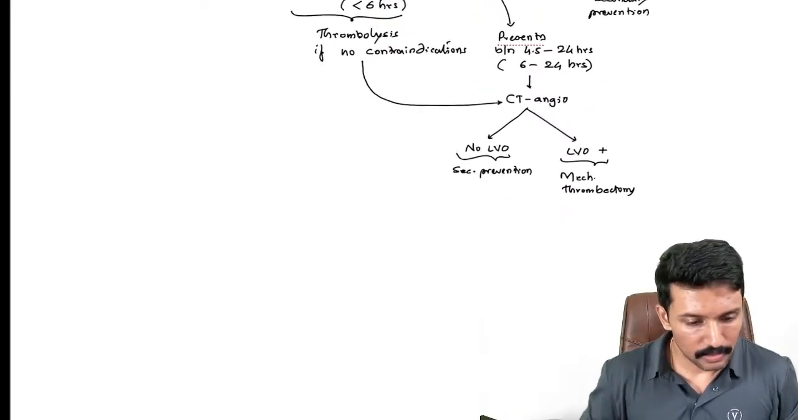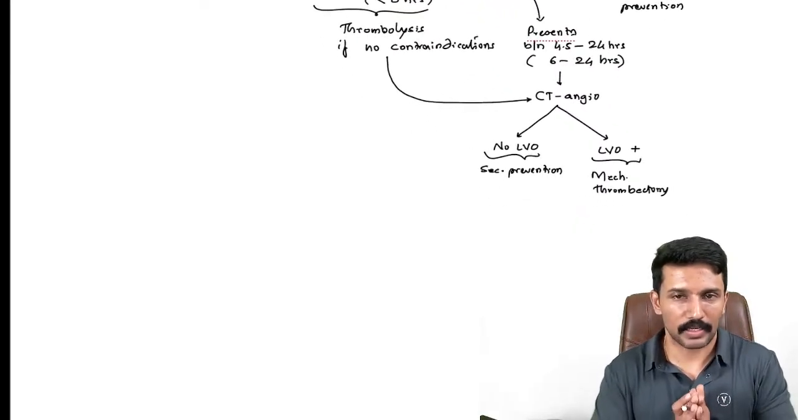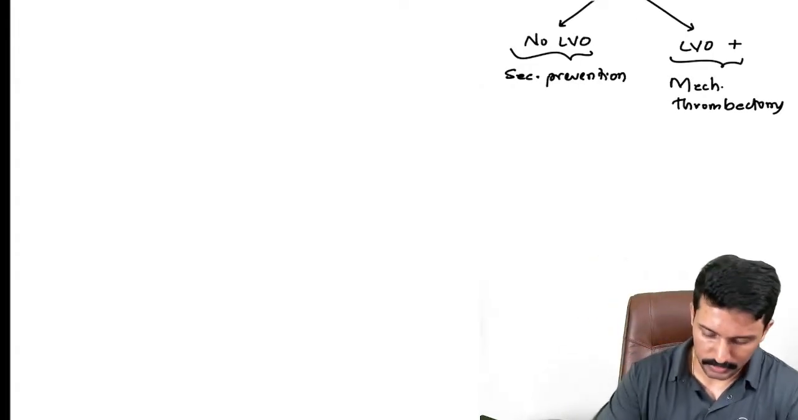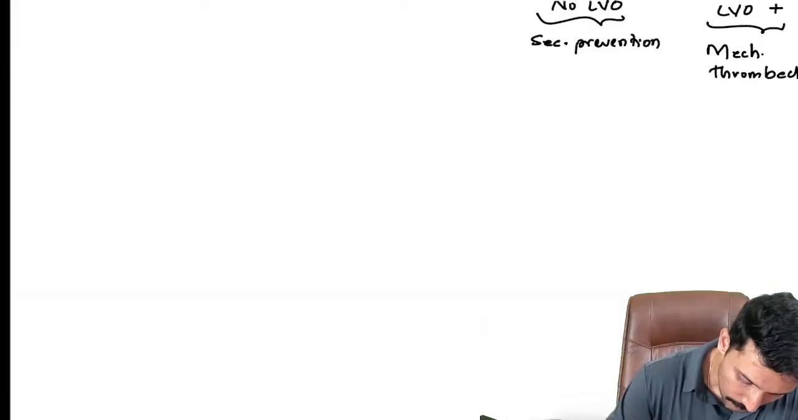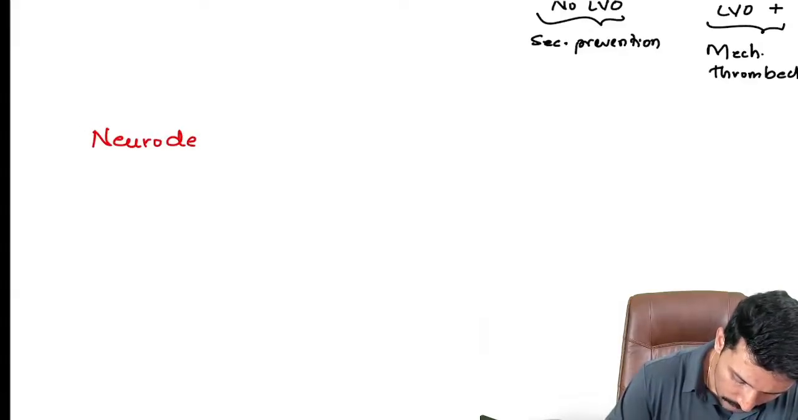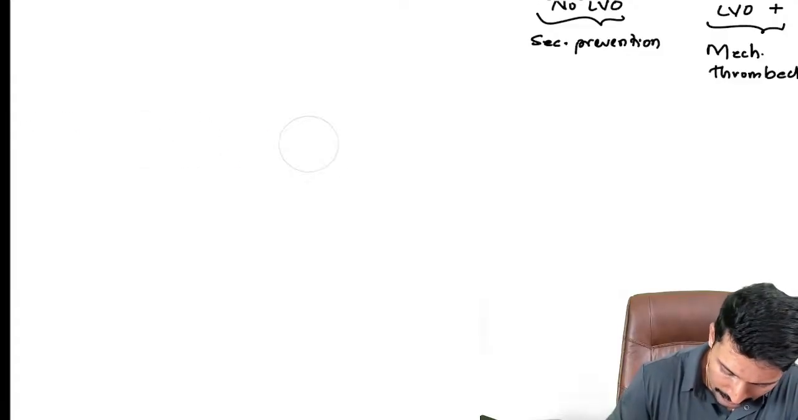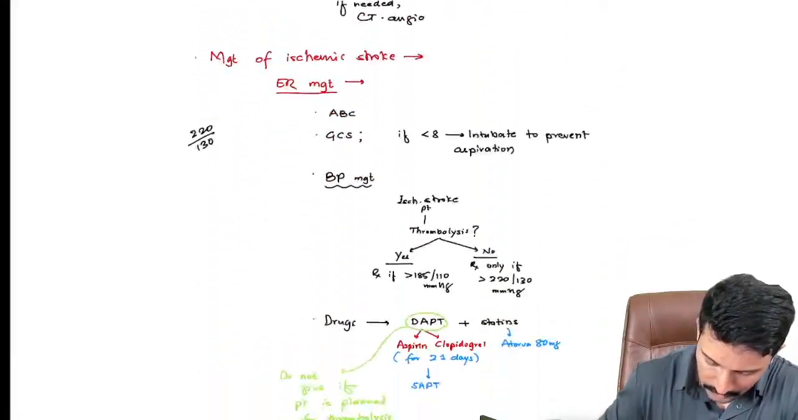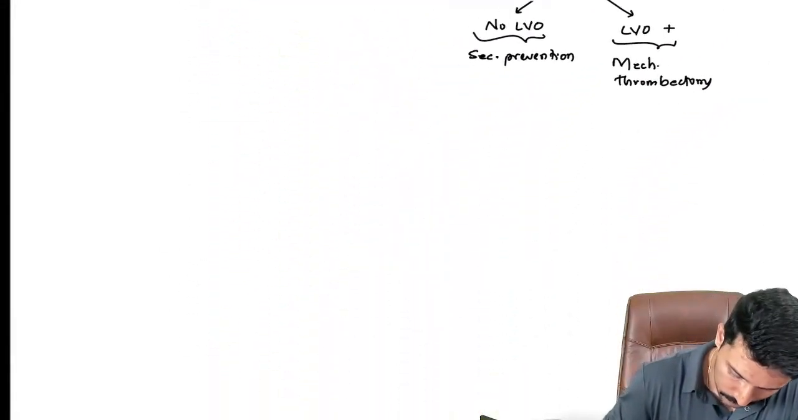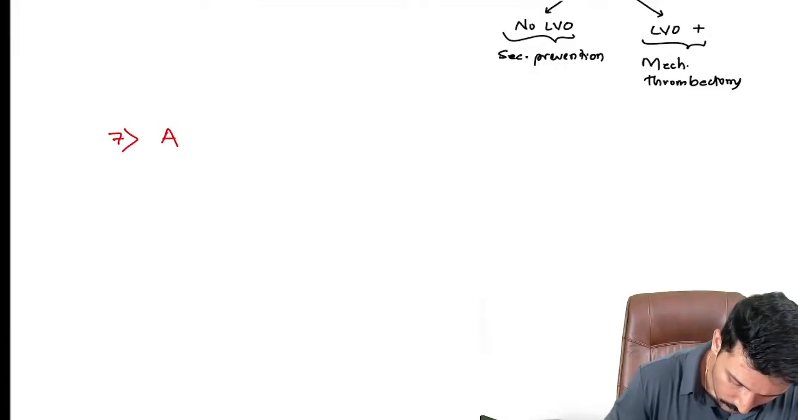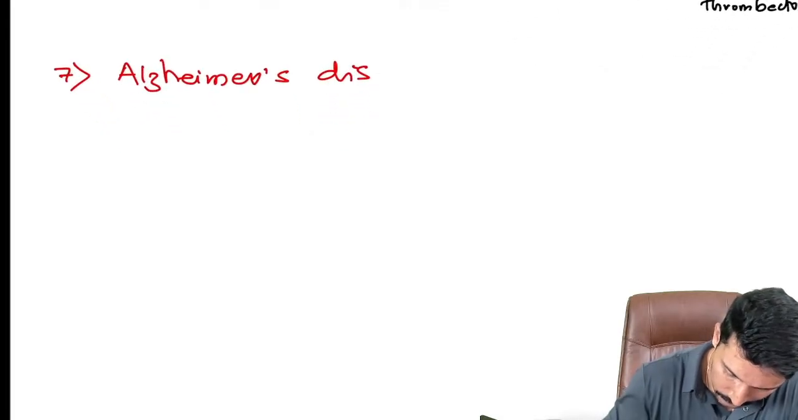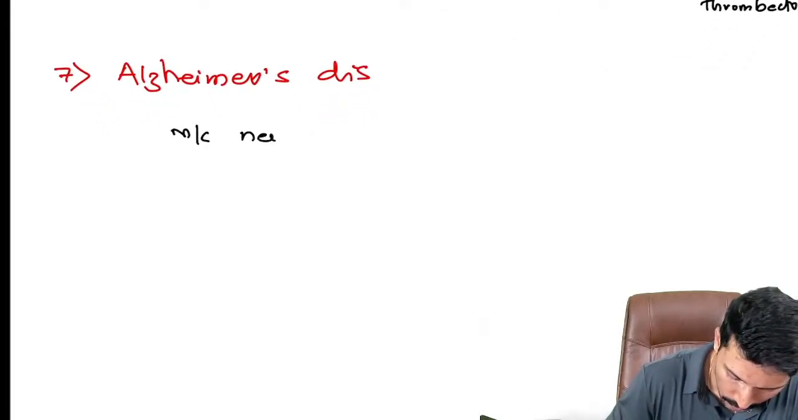I will just take 5-6 minutes more and then we can take our quick break. So now we will talk a little bit about two neurodegenerative disorders and then we will close neurology. So the first neurodegenerative disorder that we are going to talk about is Alzheimer's disease. So what is Alzheimer's disease? It is the most common neurodegenerative disorder.